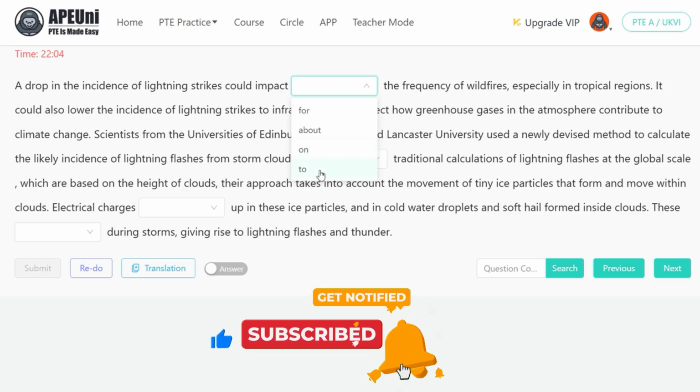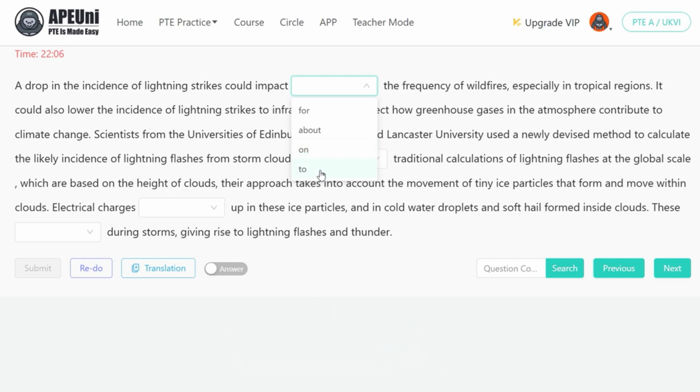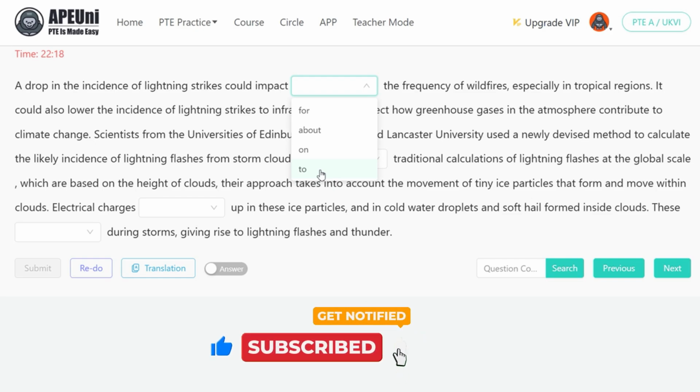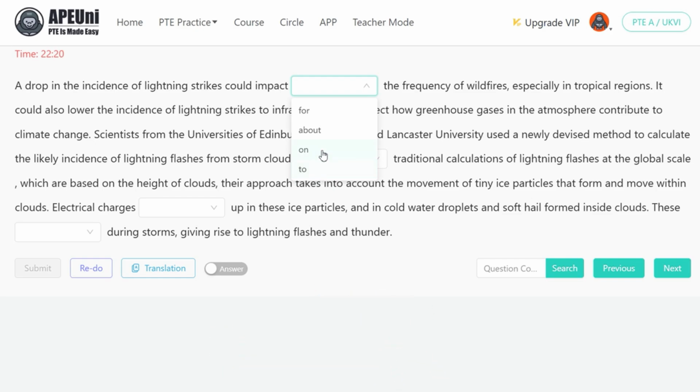But let's move to the next one and try to understand why we are not choosing to. To indicates direction or recipient, not influence. For example, he donated money to charity. Send the report to HR. So the correct option is on. Let's move to the next one.